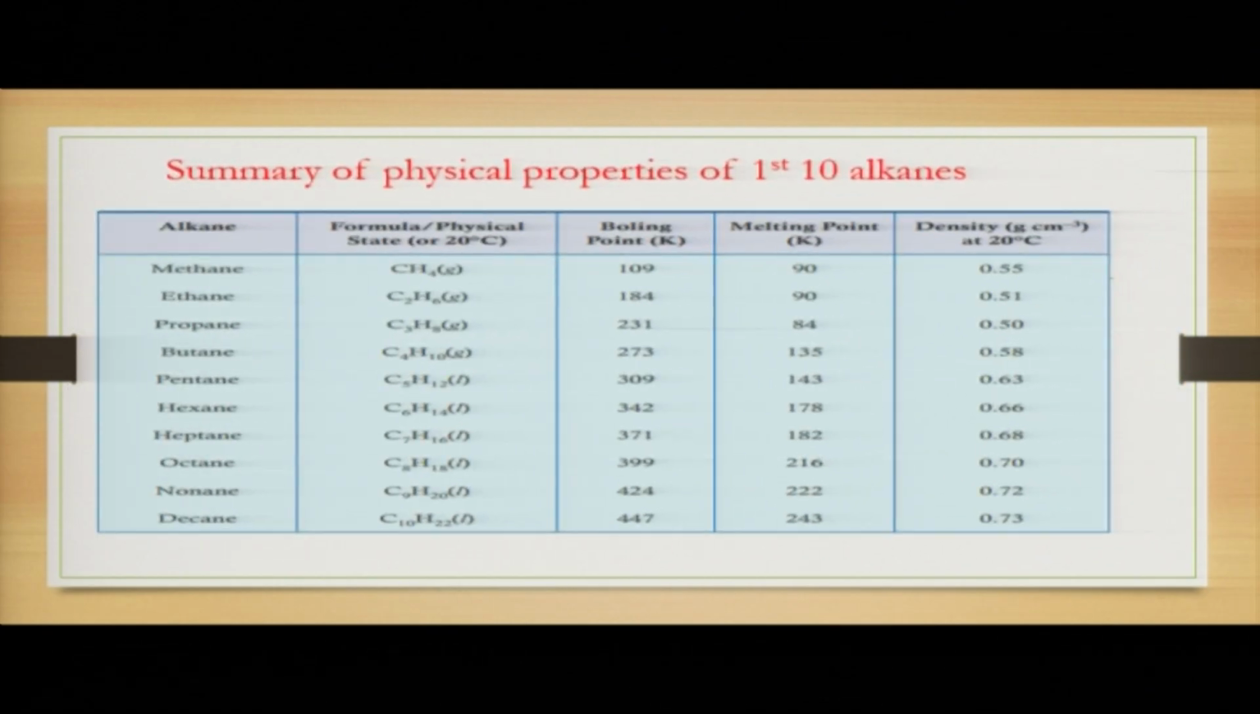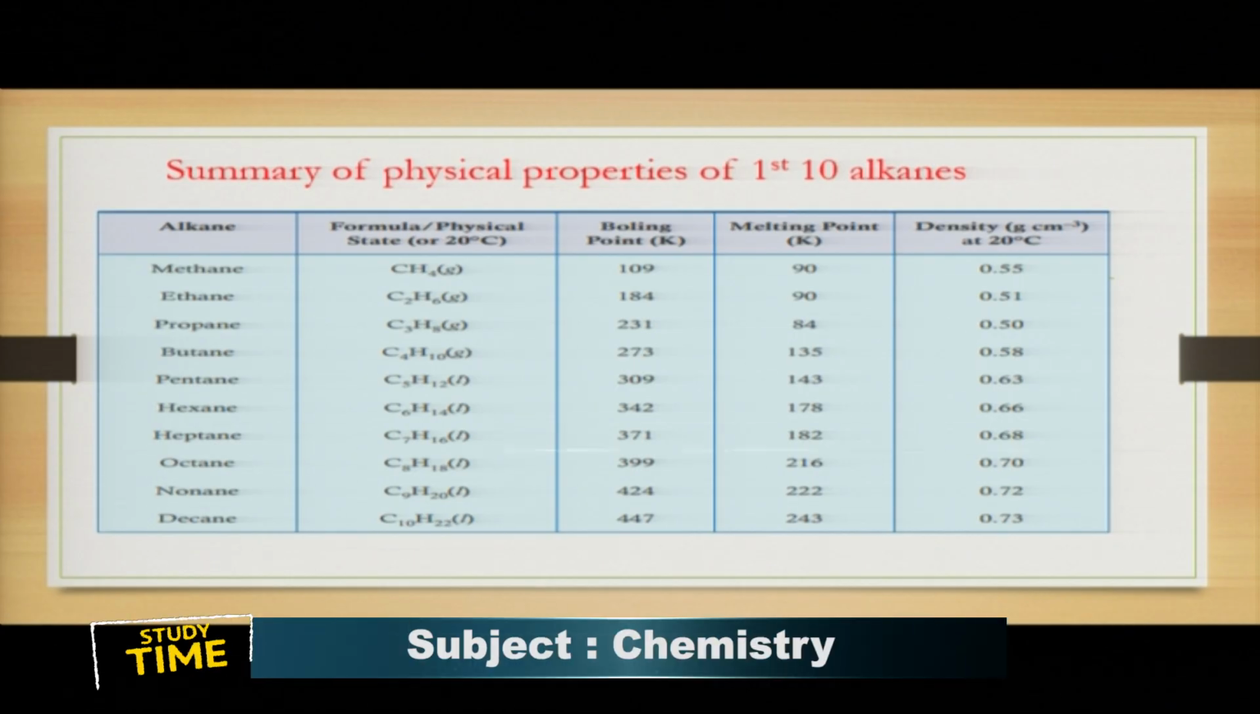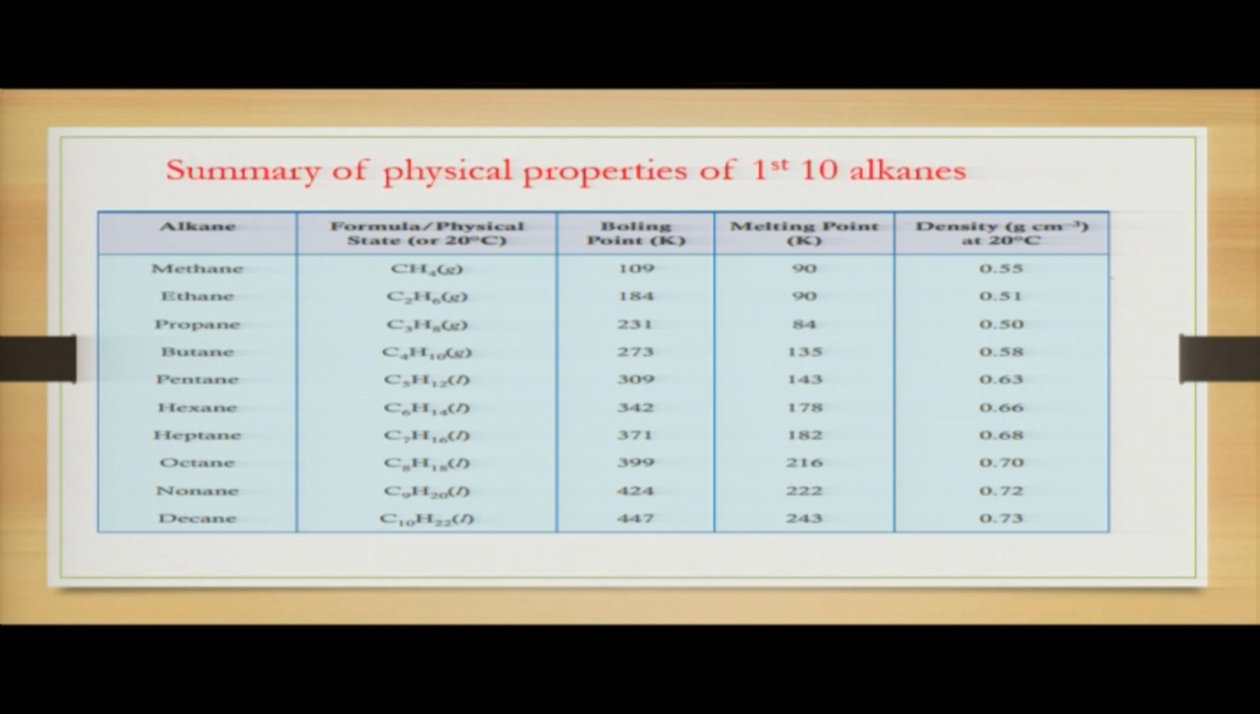So this is the table on the screen. In the first column, we have the examples of these alkanes. Then we have the formula, showing even the state at room temperature, and indicating the boiling point, the melting point, and the density. So when you look at these compounds, the boiling points, you see there is a gradual increase.